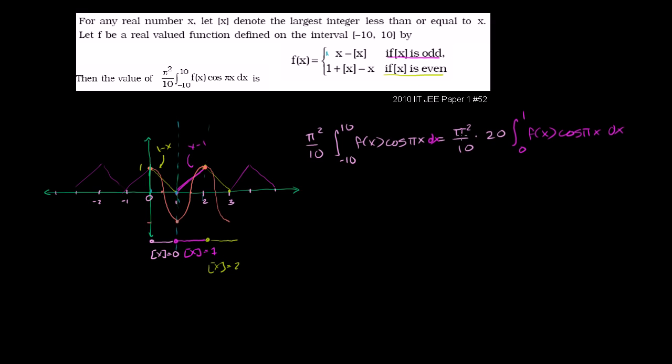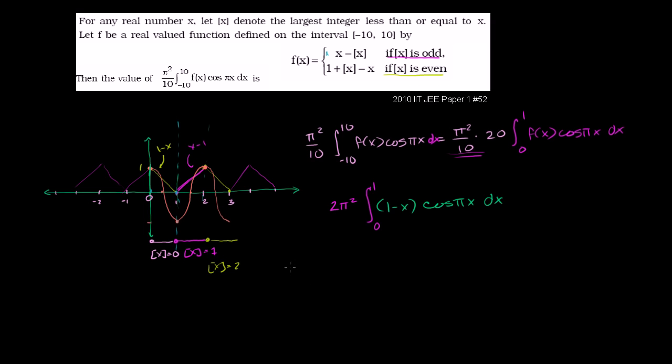First of all, this part over here simplifies: 20 divided by 10 is 2. So it becomes 2 pi squared. That's just this part over here, times the integral from 0 to 1. Now from 0 to 1, what is f of x? Well, we just figured out, from 0 to 1, f of x is just 1 minus x, times cosine of pi x dx. And now we just have to evaluate this integral right over here.